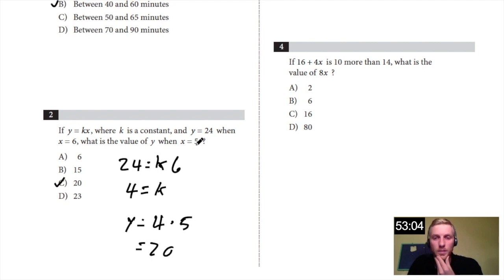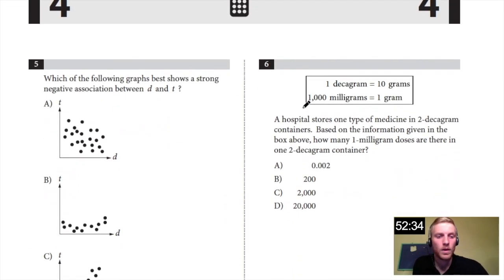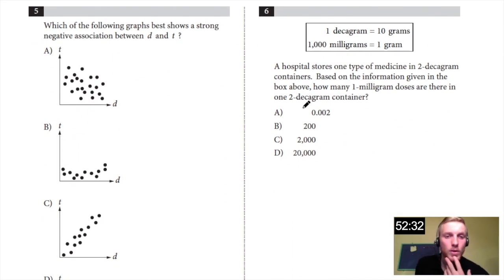All right, let's take a look at question 4. So if 16 plus 4x is 10 more than 14, what is the value of 8x? Okay, so this is just a somewhat tricky way of saying 16 plus 4x is equal to 10 plus 14, which is equal to 24. So we're going to solve for x, subtract 16 from both sides. That gives us 4x is equal to 8. So we can say x is equal to 2. Okay, and what is the value of 8x? So 8 times 2 equals 16. So answer C, 16.